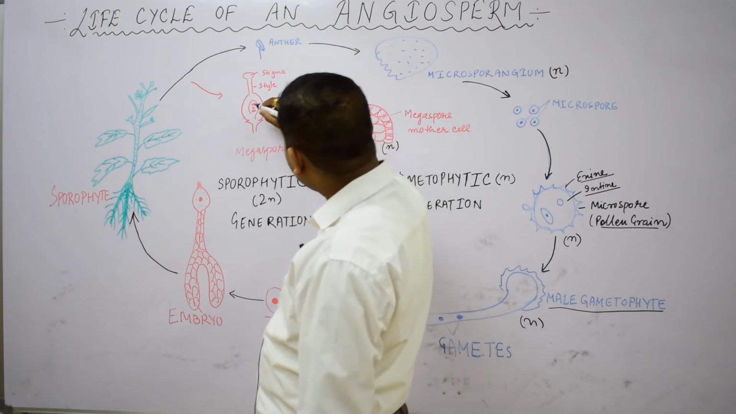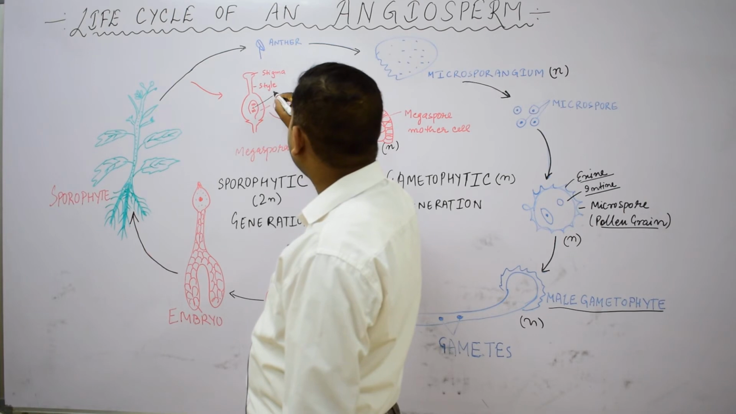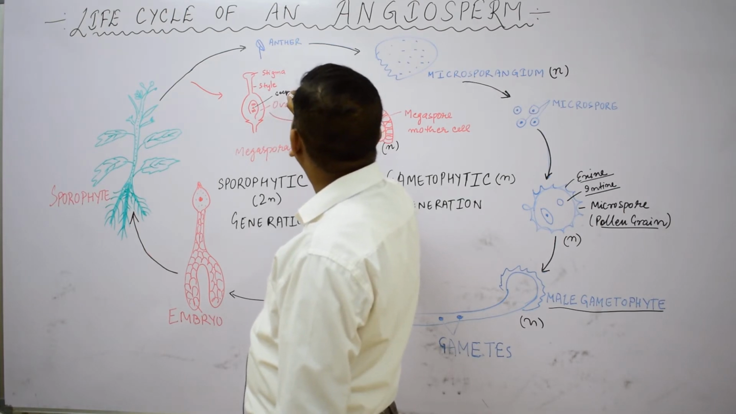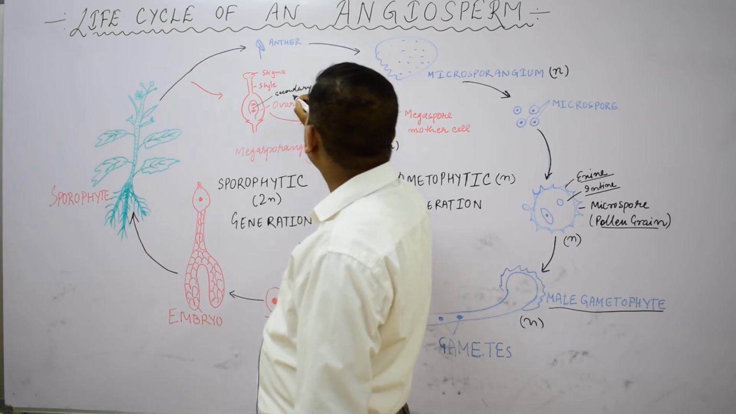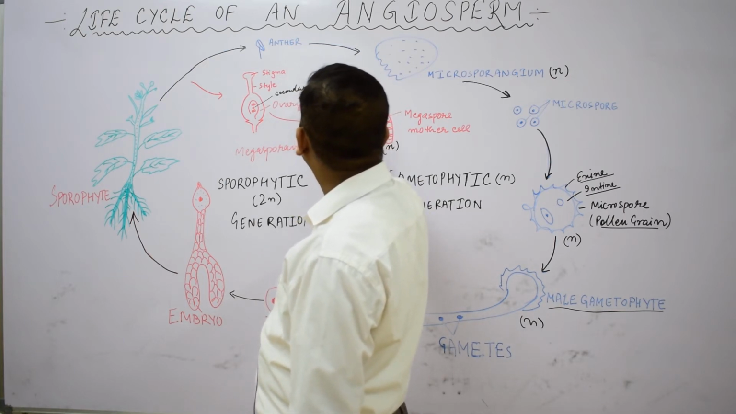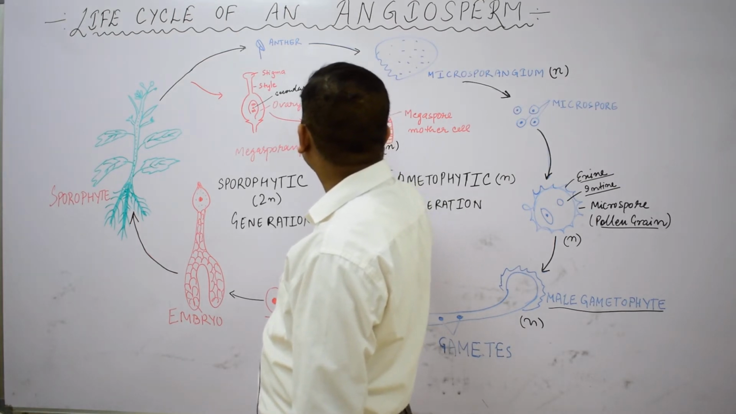So, when both haploid cells fuse at the center, it is called the secondary nucleus. The secondary nucleus has a chromosome number of 2n, which is diploid in nature.